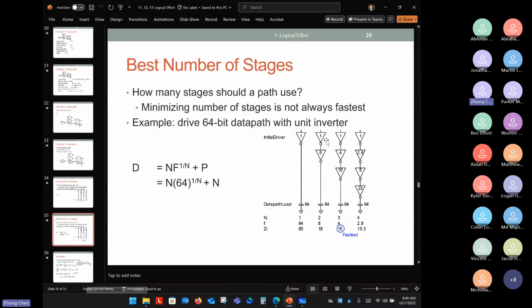So this is one particular case, as I just explained. If you have an input capacitance and an output capacitance given, you should be able to calculate each stage's best delay time.